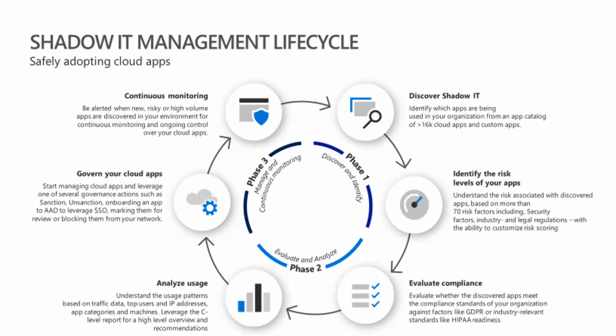So part of the Microsoft Cloud App Security solution is to have this shadow IT management lifecycle. Within the lifecycle, we discover shadow IT by identifying which apps are being used in your organization, from an app catalog of over 16,000 cloud apps and custom apps. Then identifying the risk levels of your apps. Microsoft automatically provides a score of risks that may be exposed based on the apps that it's aware of that meet compliance requirements or have the capabilities.